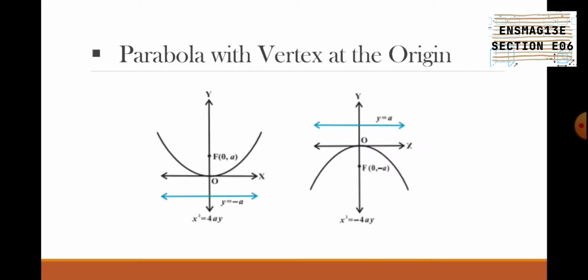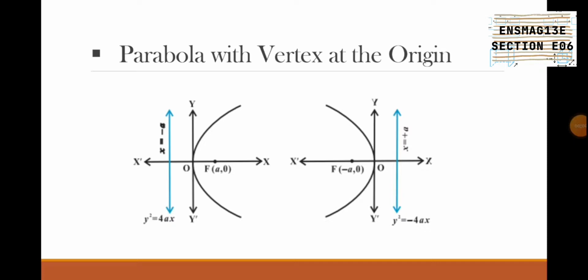Now, the equation of a parabola with vertex at the origin and focus at coordinates (0, a) is given by the equation x squared is equal to 4ay. The equation of a parabola with vertex at the origin and focus at (0, negative a) has an equation of x squared is equal to negative 4ay. The parabola opens upward if the value of a is greater than 0, or positive, and it opens downward if a is less than 0, or negative.